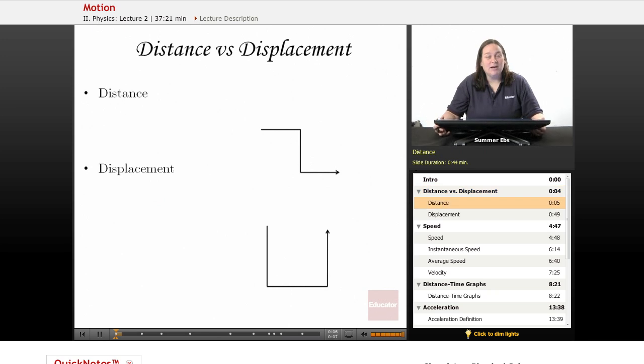Distance is a measure of an object's movement. So distance measures the total distance.